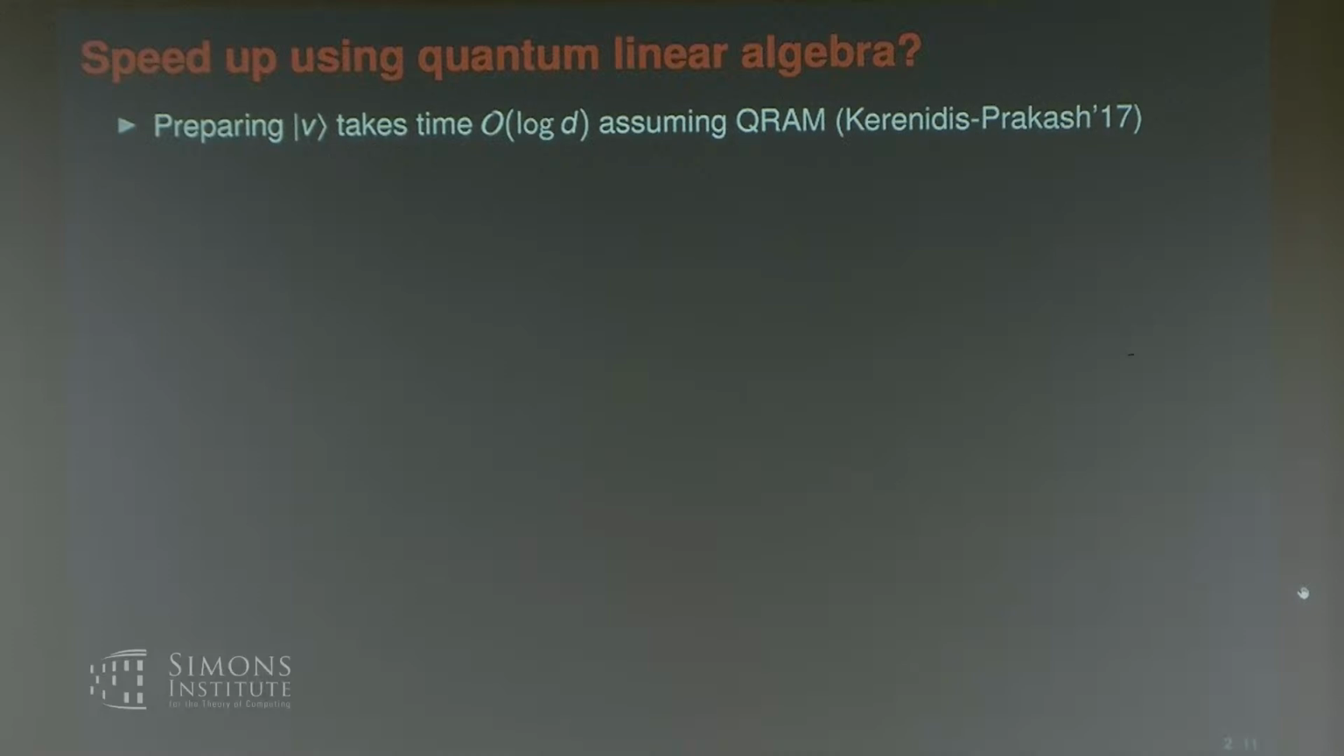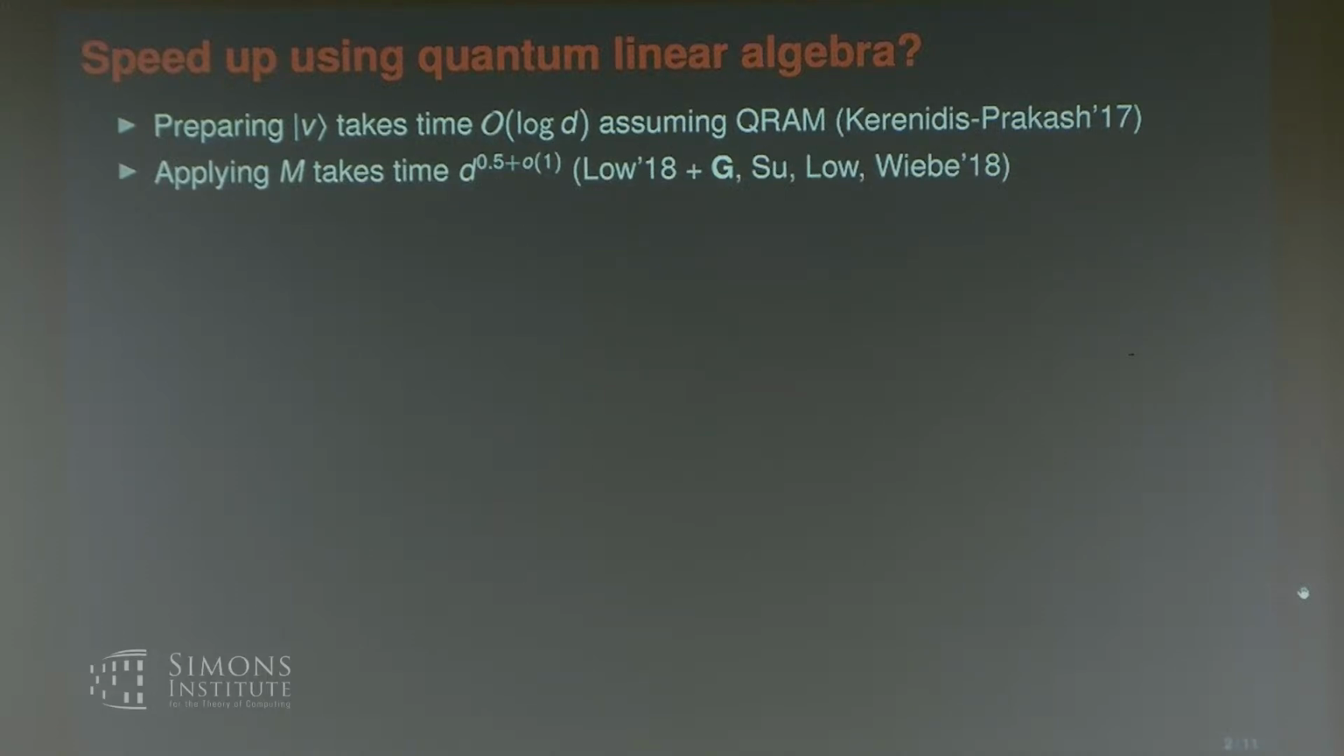And I know that this quantum RAM is sometimes a bit of a controversial notion, but note that already to get the matrix elements in superposition, we need something like that, some storage that we can query in superposition. And if you don't have that, you have absolutely no chance for a quantum speedup.